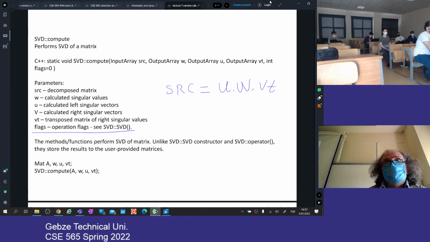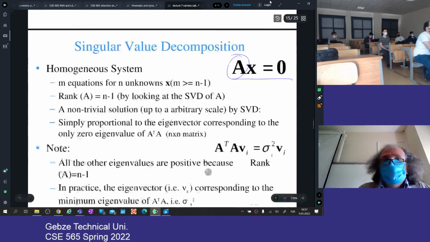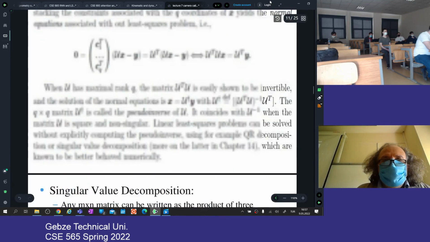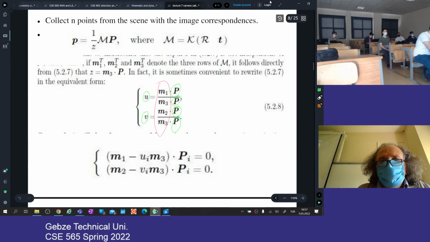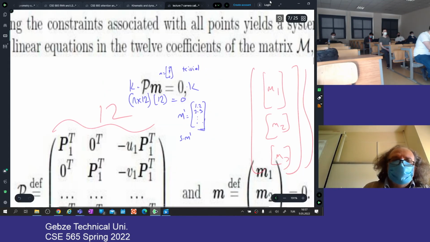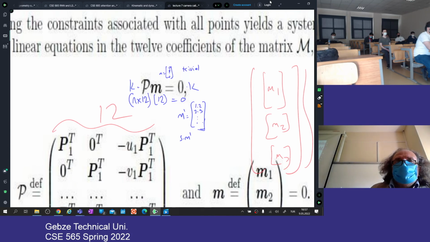Are we done with the camera calibration? Once you solve this equation, P times m equal to 0, decompose this P into 3 matrices and take the last column of V, and you have your M values. But are we done? The answer is of course no.